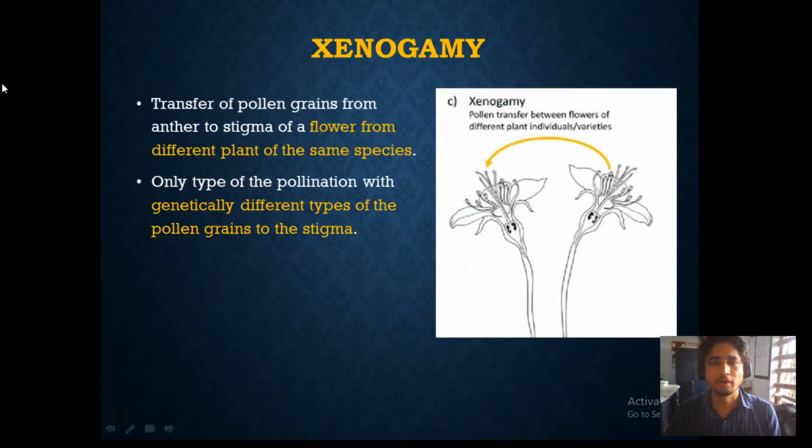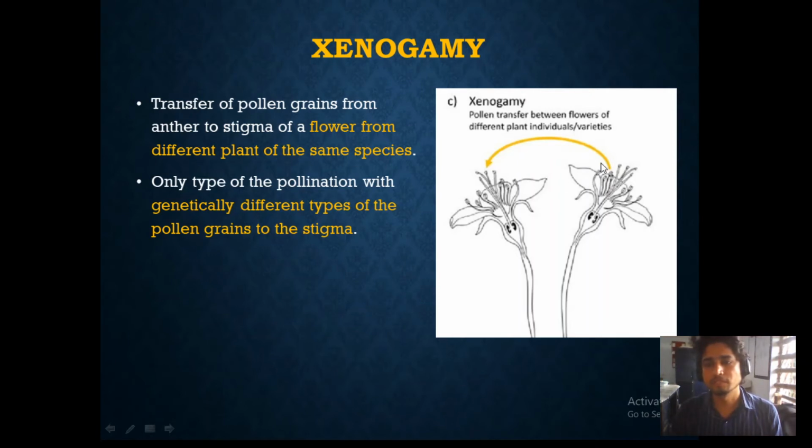The next kind of pollination is Xenogamy. Xenogamy is a cross-pollination. It is the transfer of pollen grains from the anther to the stigma of a flower from a different plant of the same species. So here it is occurring between two different plants. The flowers are coming from two different plants, and the pollination is occurring between two different plants of the same species. This is the only type of pollination where genetically different pollen grains land on the stigma. This pollen carries different genetics, a different nuclear material inside the gametes, to another plant.